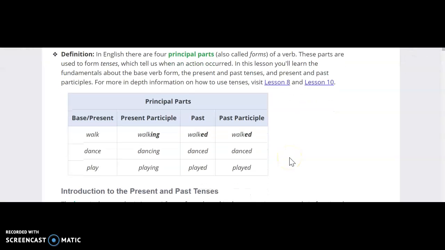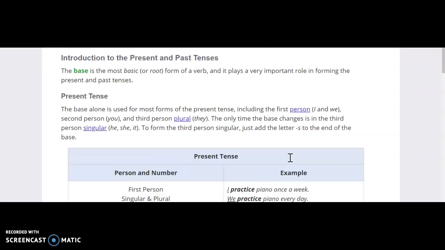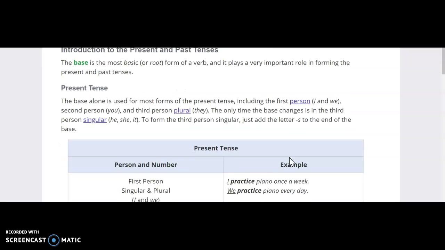So the base, like I said, is the most basic or root form of the verb, and it plays that important role in forming the present and past tenses. The base alone is used for most forms of the present tense, including first person, second person, and third person, but it usually changes in third person singular, as in he, she, or it.